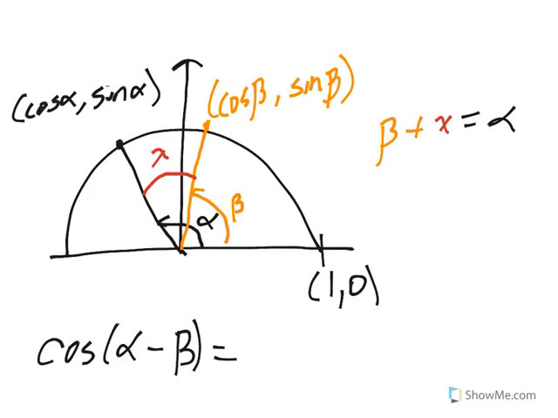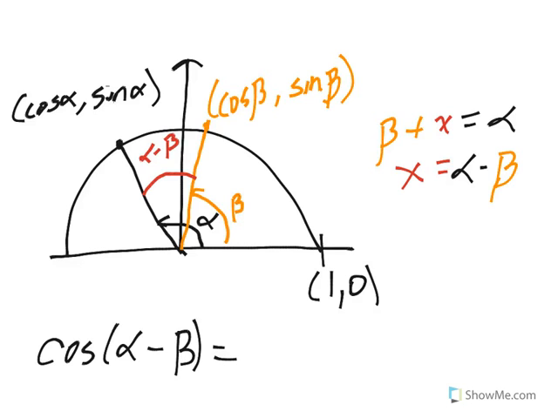So I'm going to use that and say, okay, subtract beta from both sides, and this x is alpha minus beta. Okay, great. So let me not call it x anymore. Let me call it alpha minus beta.